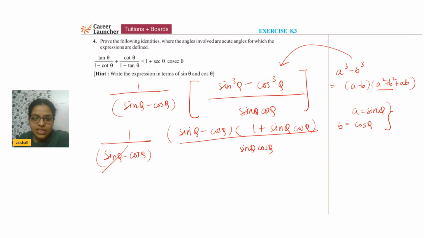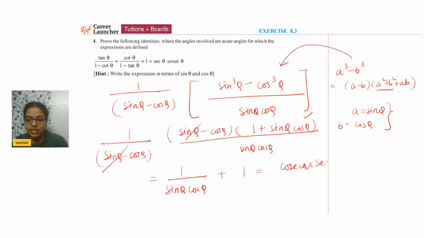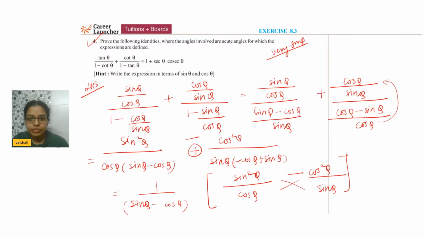So I can cancel out sin theta minus cos theta here, and what we are having is, I'm going to split my numerator with respect to the denominator as 1 divided by sin theta cos theta plus sin theta cos theta divided by sin theta cos theta is 1. So this is what? 1 by sin is cosec and 1 by cos is sec, plus 1, and we are done with the proof. So this is the proof for this question.